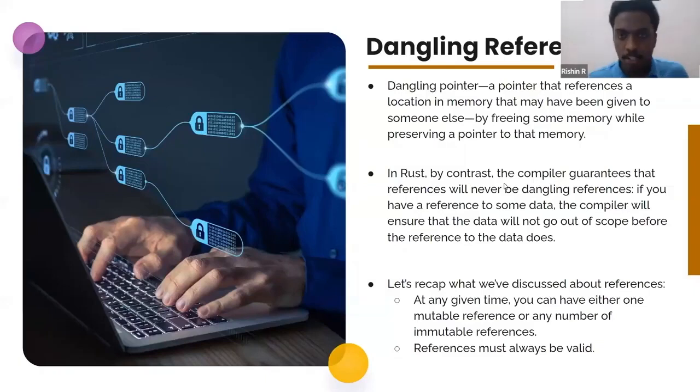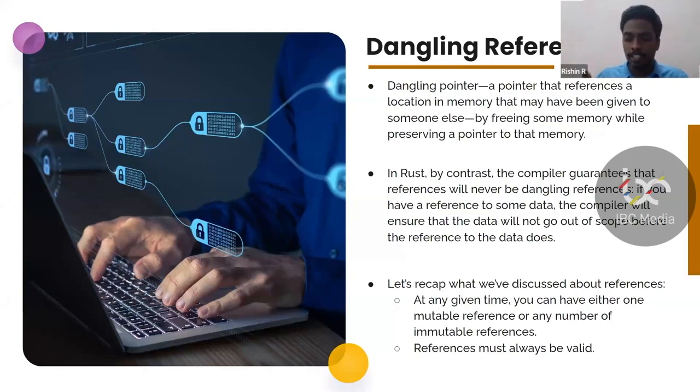What is a dangling pointer? Now, this is also again an operating system concept where we discuss what a dangling pointer is. A dangling pointer is a pointer that refers to a location in memory that may have been given to someone else by freeing some memory while preserving a pointer to that memory.